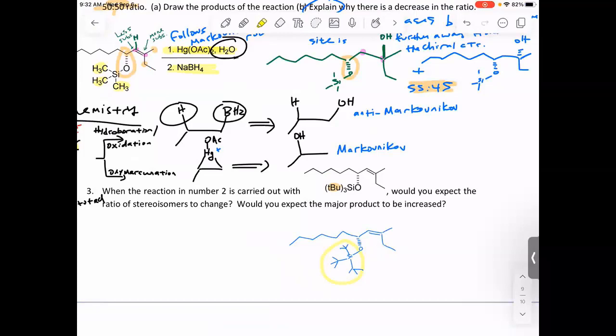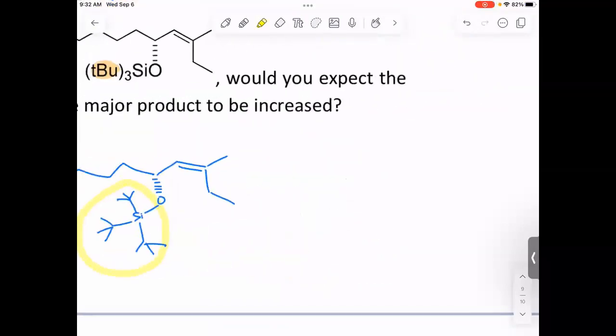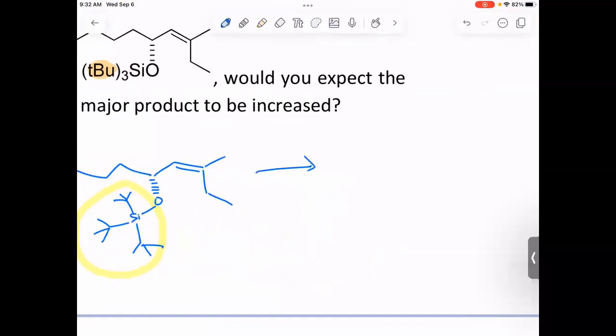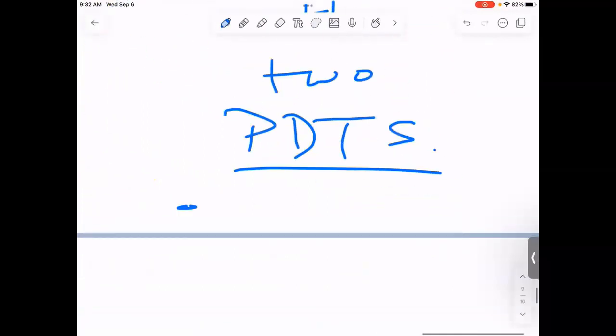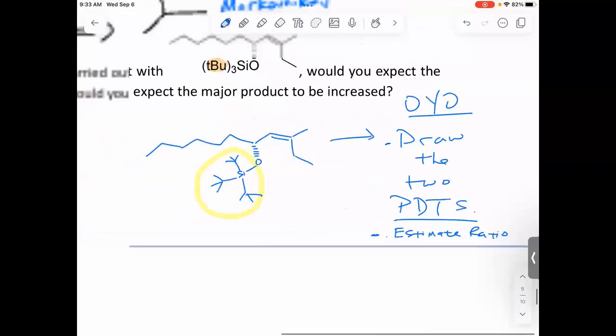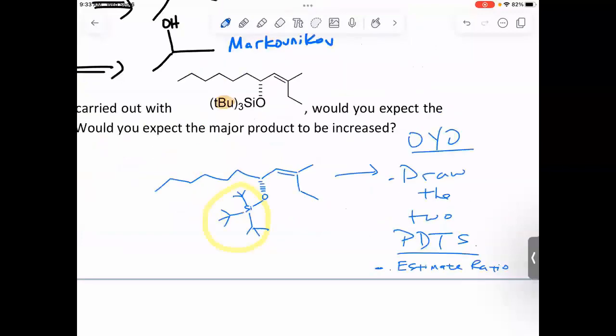I want you to draw those 2 products, by the way. We don't have to do it right now. This is on your own. Draw the 2 products. This doesn't have to be exact, but I want you to estimate the ratio between them. Draw the 2 products you would get from that and then come up with a ratio, and determine which one is, of course, major and minor.